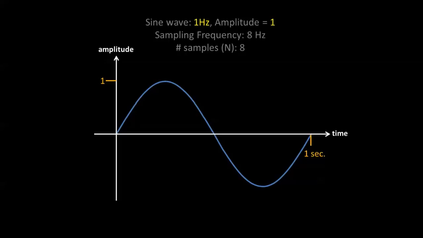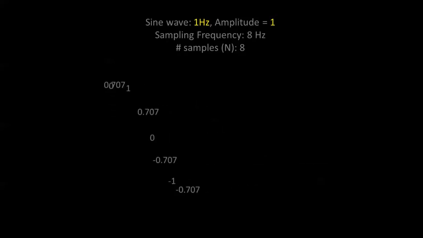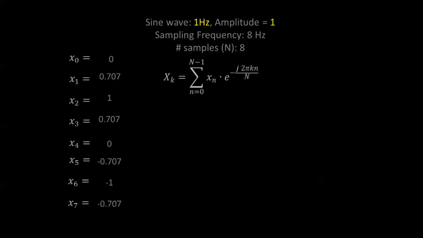First, let's set some parameters though. The sampling frequency for this example is going to be 8 Hz, and we're going to use 8 samples. So the samples are going to look like this across our sine wave. We can get the values at those particular points, and once we have those values, we have enough information to begin doing our discrete Fourier transform.